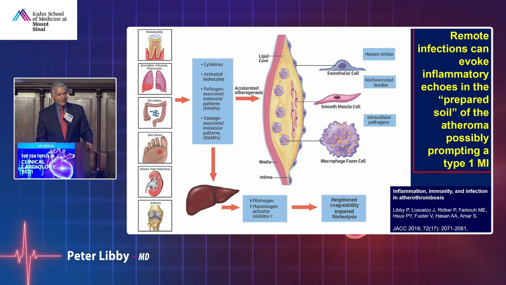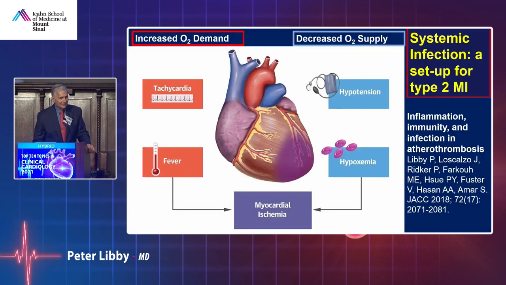And the point that I made here is that when you have remote sites of inflammation, see the joint with arthritis, or infection, okay? That you can evoke that echo that we modeled with those rabbit experiments back in the 1980s, and that could actually affect the prepared soil of the atheroma and prompt a type 1 myocardial infarction. And it is not by chance that we specifically invoked viral pneumonitis as one of the triggers for this echo phenomenon. When we have a patient who's very ill with COVID, as we heard about in the first talk this morning, it's a perfect storm for a type 2 myocardial infarction, isn't it?